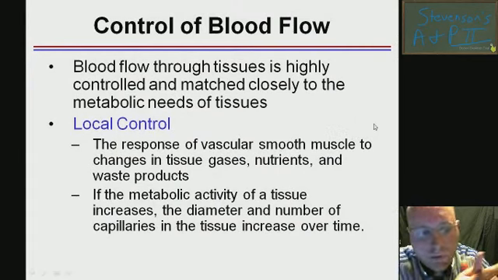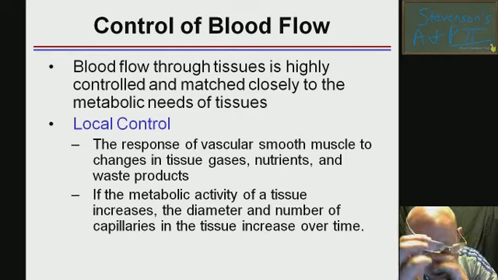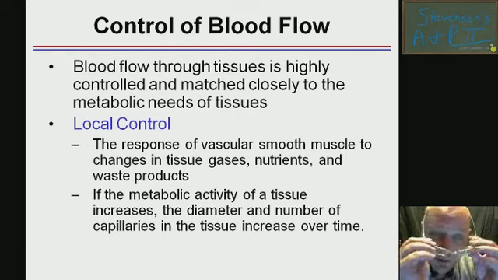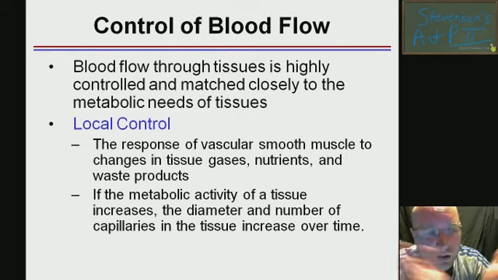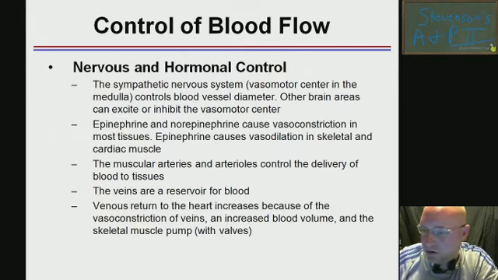So, control of blood flow. Blood flow through the tissues is controlled and matched closely to the metabolic needs of the tissues. There is local control of these things: the response of vascular smooth muscle to changes in tissue gases, nutrients, and waste products. If the metabolic activity of the tissue increases, then the diameter and the number of capillaries in the tissue will increase over time.